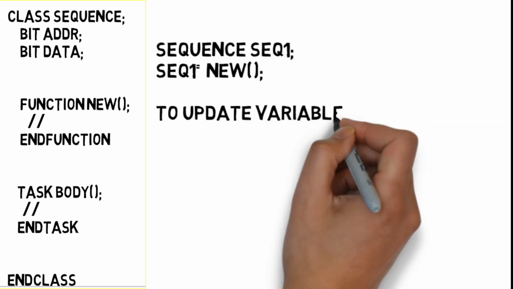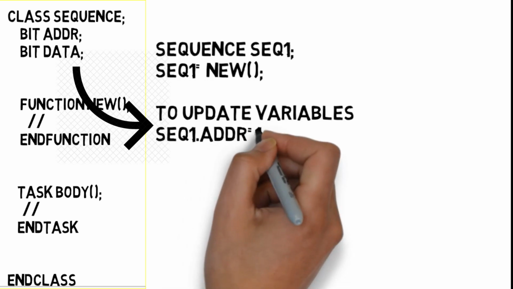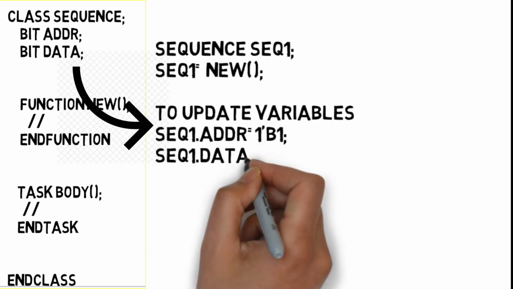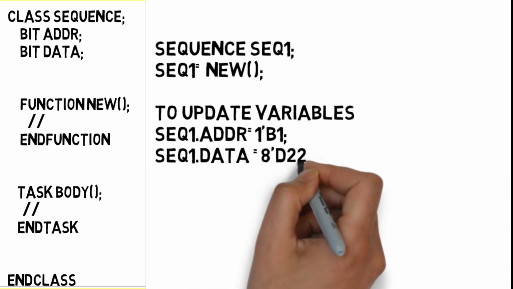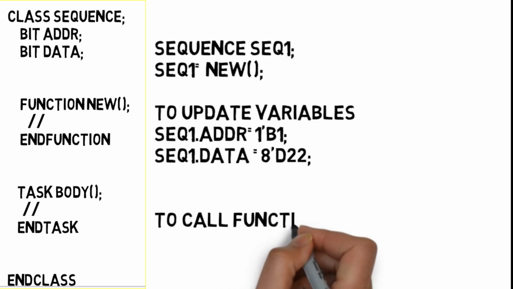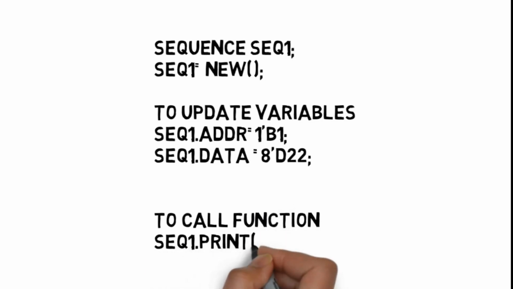To update any variables inside the class, we use a handle for it. Sequence 1 is the handle. Sequence1.address is equals to 1-p1. Sequence1.data is equals to 8-d22. So to call any functions inside the class, we use a handle for that too. So sequence1.print.